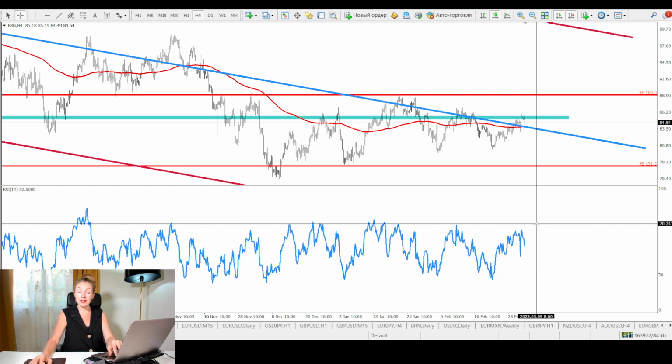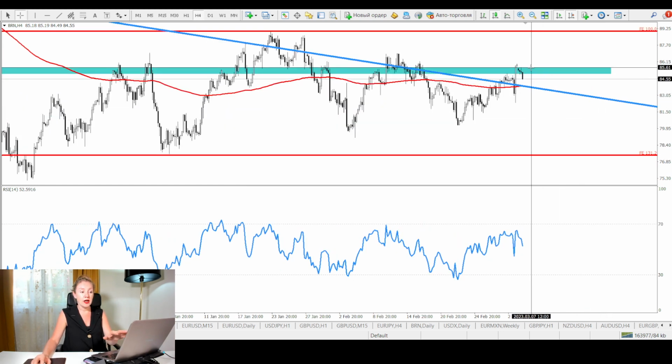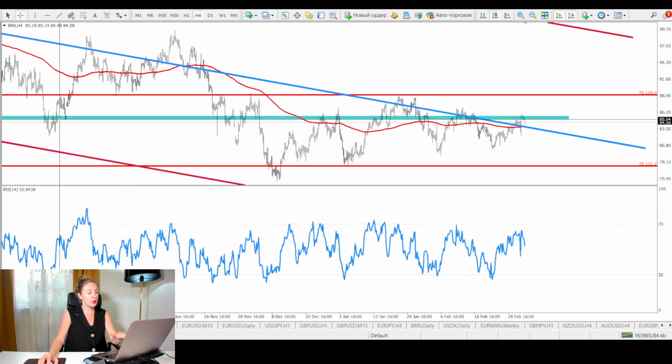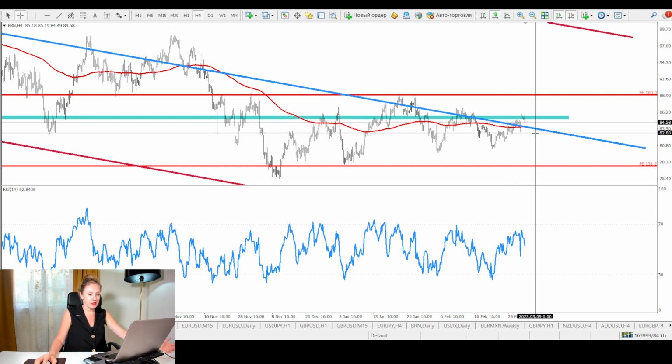So next I need levels, and that's why I found the 85 zone for myself. I think that level 85 for Brent oil is important because this is the area where the price was touched the maximum number of times, okay? And what's the support? Okay, support, I don't know.